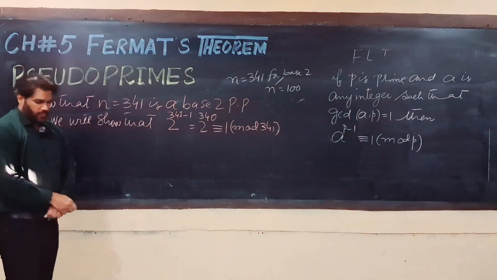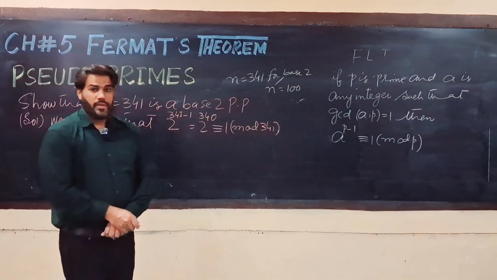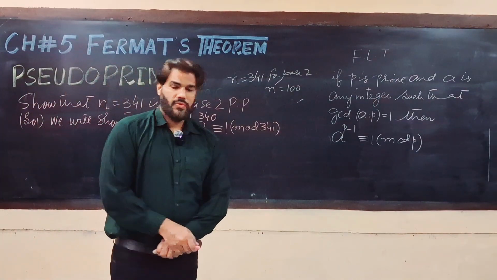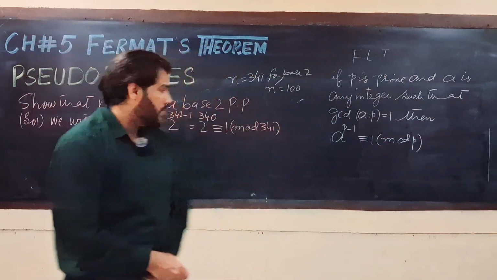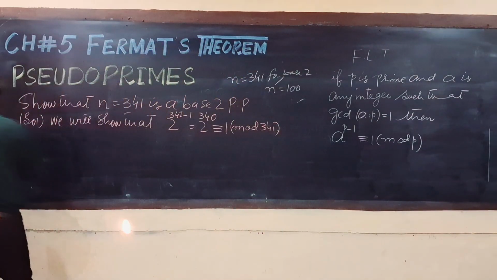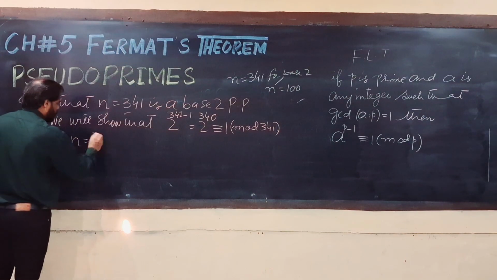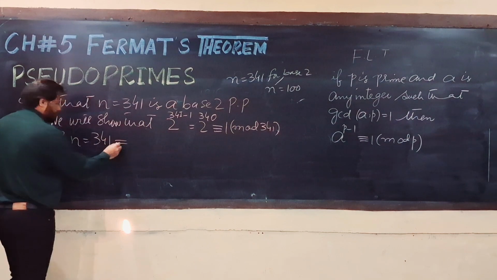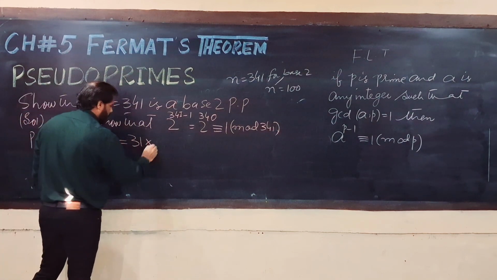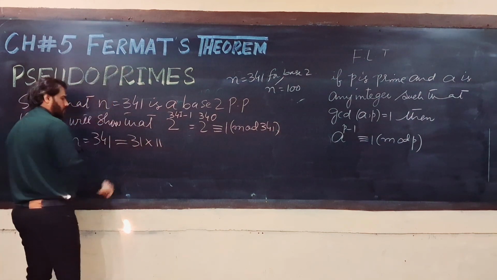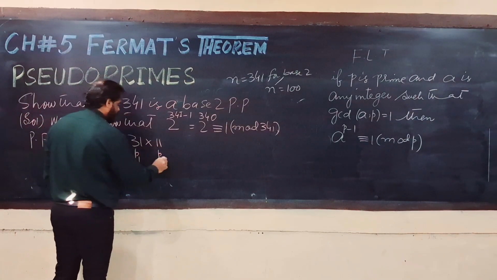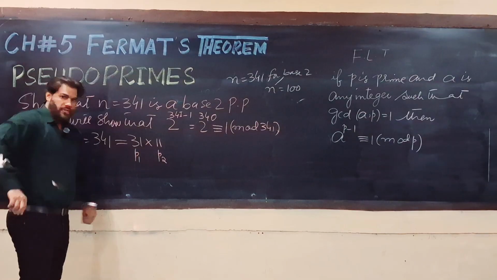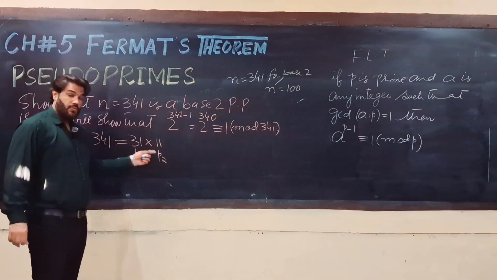So when you have to prove a composite integer is a pseudoprime, the first step is that we will make its prime factorization. The prime factorization of n is equal to 341 is 31 and 11. So this is the product of two distinct primes. First prime is 31 and second is 11. Now I will use the Fermat Little Theorem separately for both of these primes.